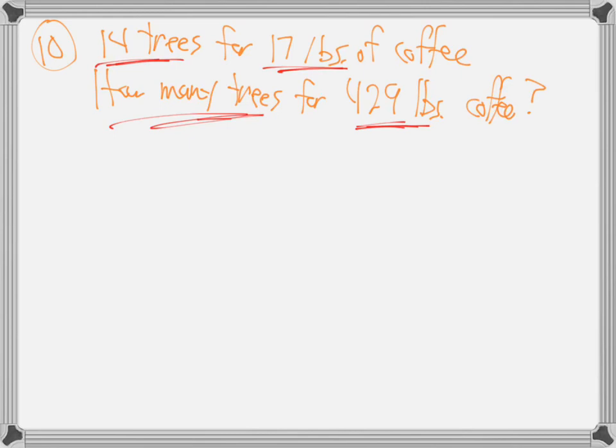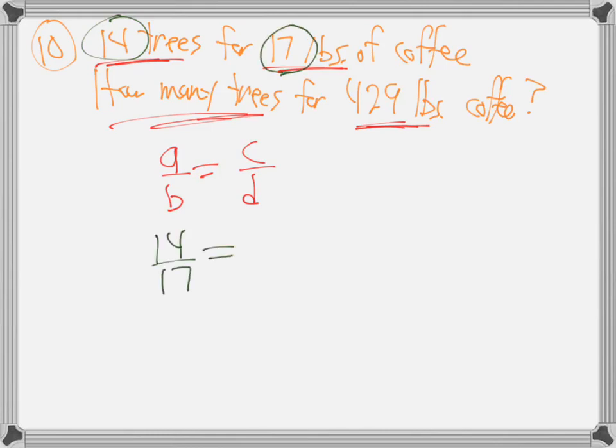Ratio, which means what? Two equal fractions, huh? It's going to always be A over B is C over D, isn't it? Just two equal fractions and then cross multiply. So I'm going to go, what does it say? So 14 trees over 17 pounds.